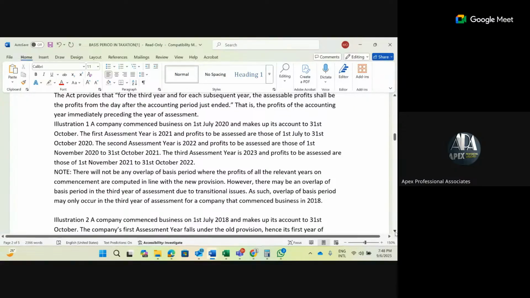What is the meaning of overlapping? You are going to see a particular date in one year of assessment. Then that particular date, you are going to see it in another year of assessment, and you are computing for the same company.